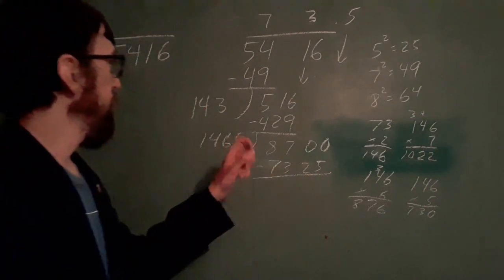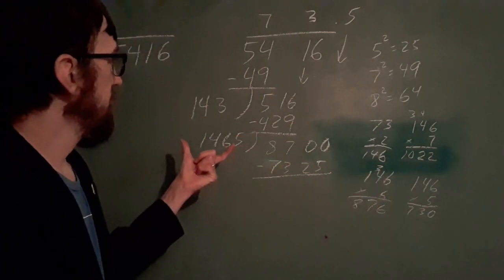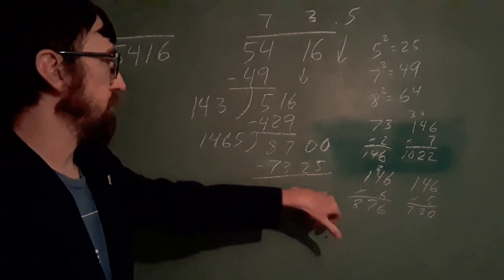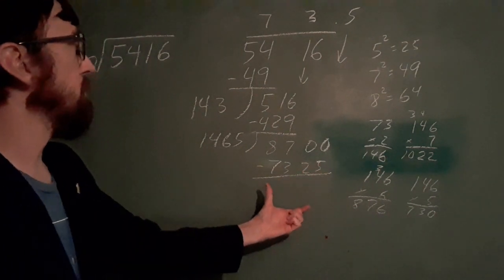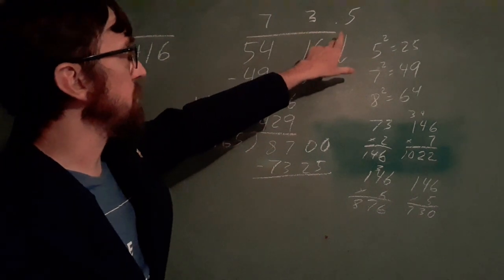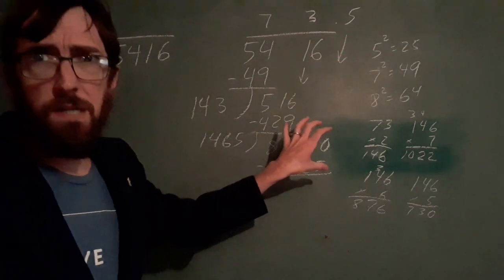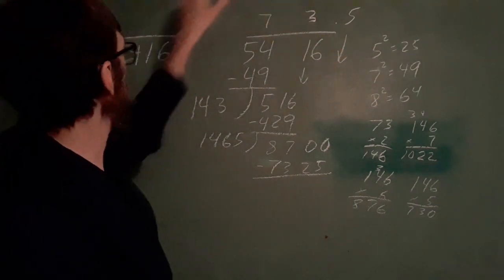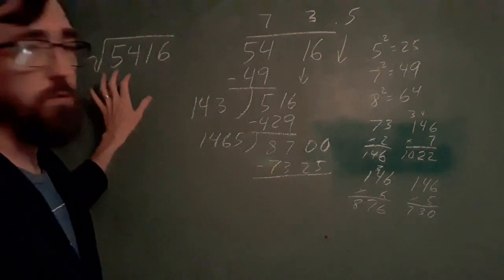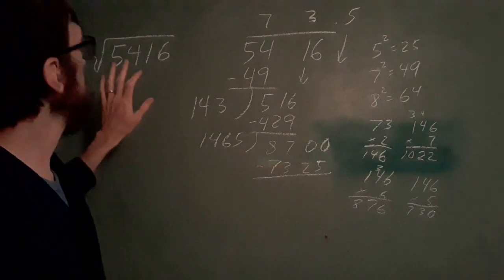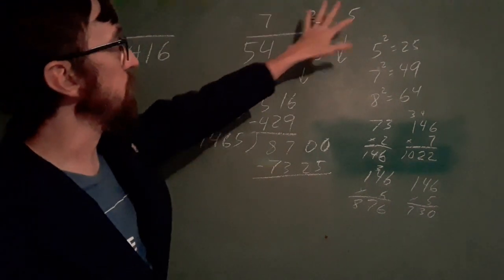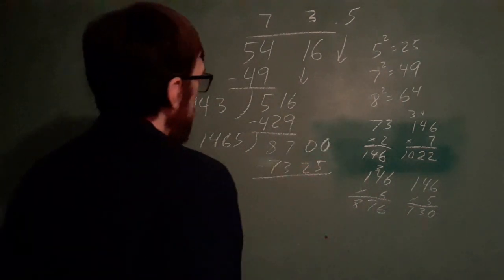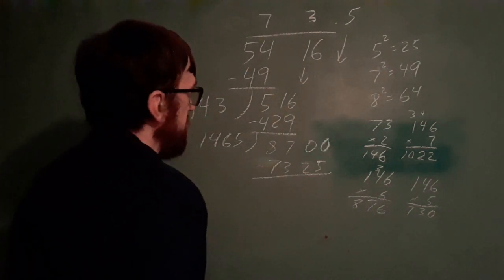So I'm going to take 5 times this number. That's going to give me 7,325. I'm going to subtract that out. I'm adding a decimal here because these zeros that I added in were extra, so that's where the decimal place goes. So right now I'm looking at the square root of 5,416 being 73.5 something. All right, so then we need to subtract this out.